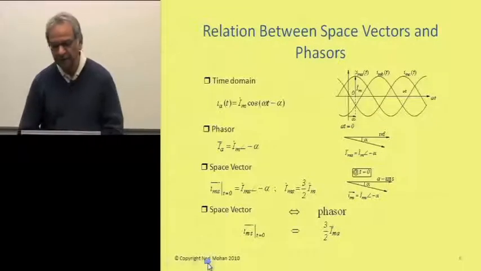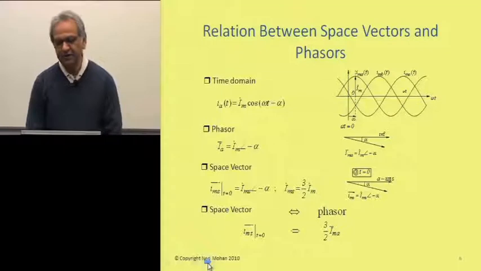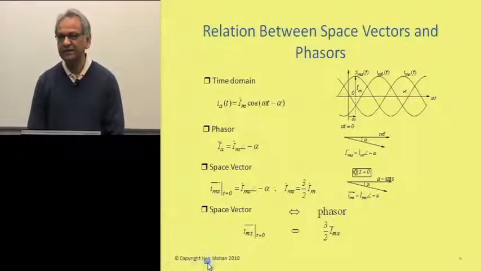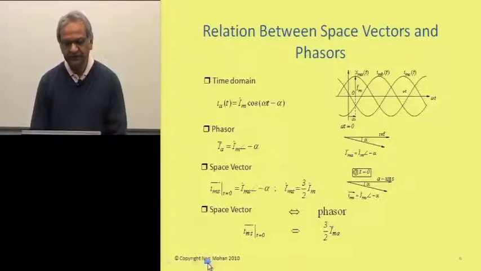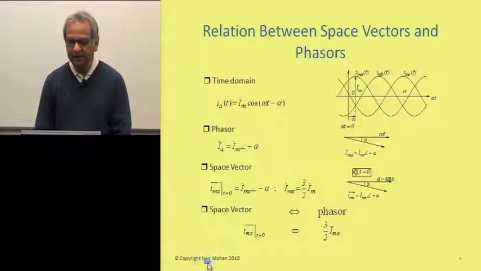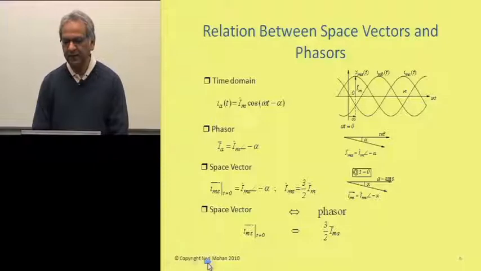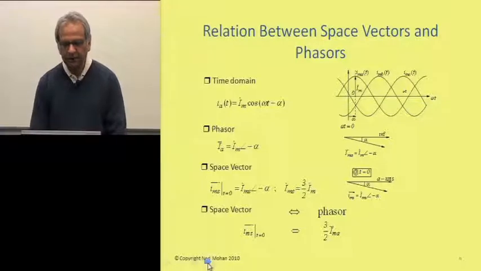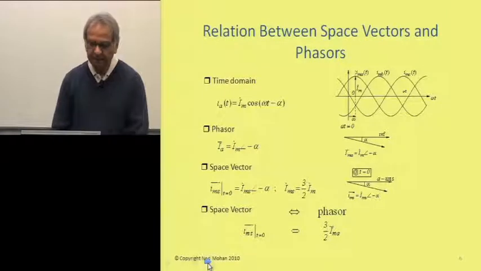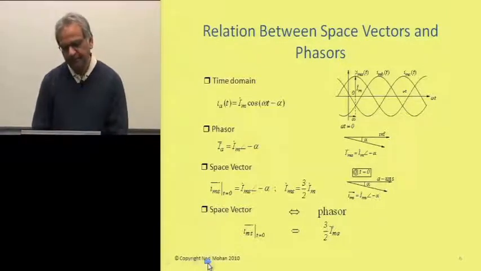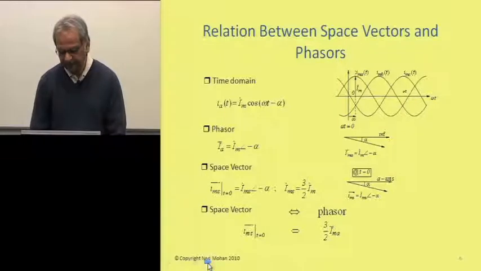Now, under this balanced sinusoidal steady state excitation, we should be able to make a relationship between space vectors and phasors. So let's do that. Again, defining the time origin to be when the current in phase A peaks, and let's say we are looking at some instant of time where the current has some other value, not the maximum value.